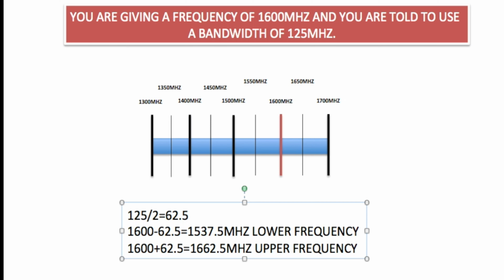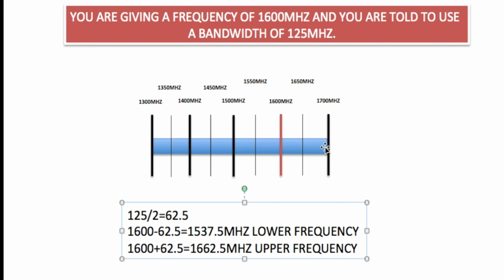So now here's an example for you. You're given a frequency of 1600 megahertz and you're told to use a bandwidth of 125 megahertz. Under here I have a bandwidth chart going from 1300 megahertz to 1700 megahertz, and here we have the frequency that you're going to be using, 1600 megahertz, here in red. Now here's an easy way to calculate where your bandwidth is going to start on this chart in order to get your frequency right in the middle. Remember, it has to be balanced evenly.